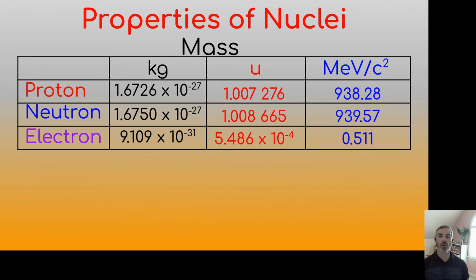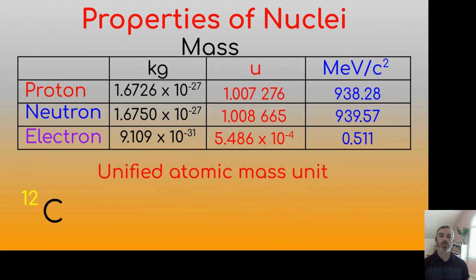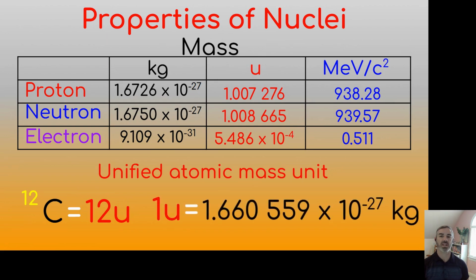Now let's talk a little bit more about what a unified atomic mass unit is. Let's take an example, an isotope of carbon, carbon 12. We want that isotope of carbon 12 to have exactly 12 u, so we set u, that unified atomic mass unit, to equal a little bit less than a proton or neutron's mass in kilograms. So 1 u is approximately 1.66 times 10 to the negative 27 kilograms.